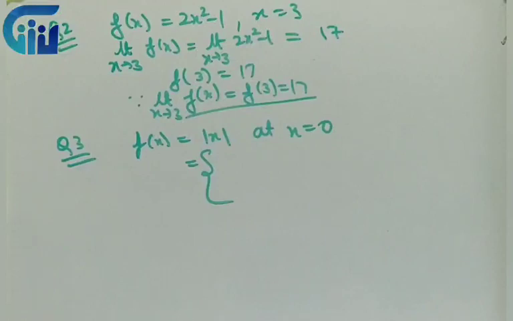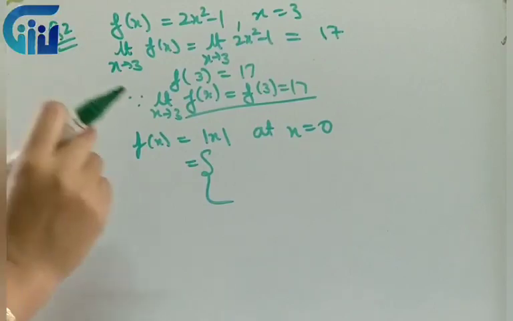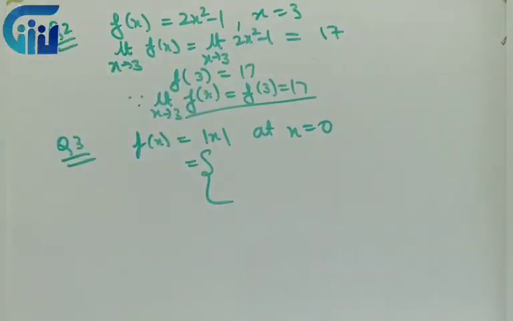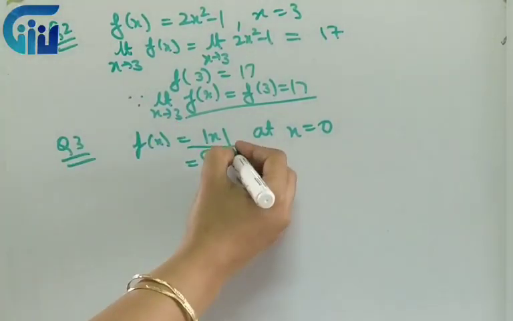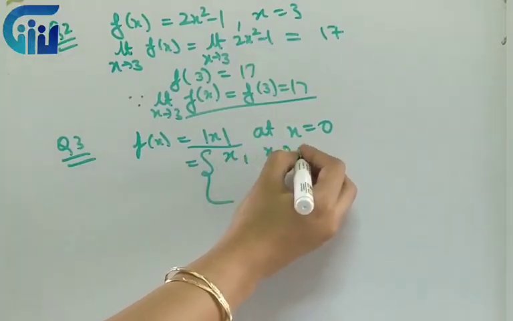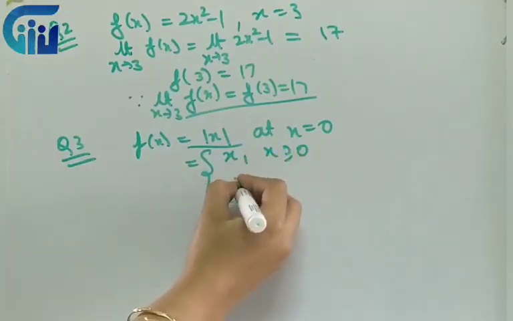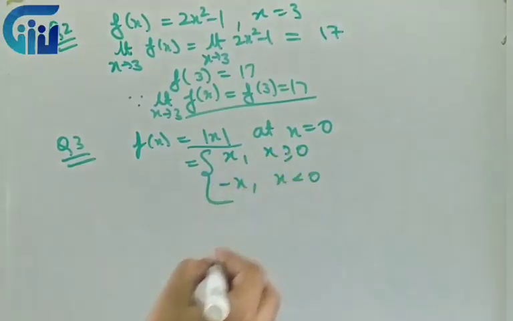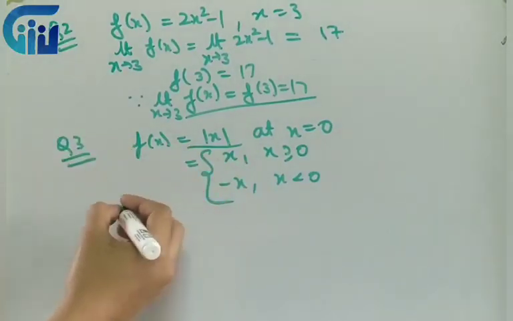Now this is a solved example, so I have taken it over here as question number 3. Now we have f(x) is equal to mod x. We have to check the continuity of this function at x is equal to 0. Very important, the mod function. How do we define the modulus function? We say it is x when x is greater than or equal to 0, and minus x when x is less than 0, right? So now over here the second definition will come into the picture.